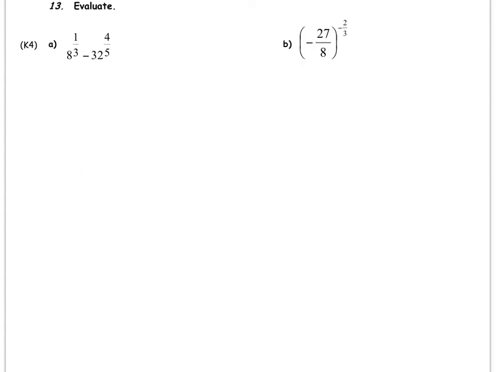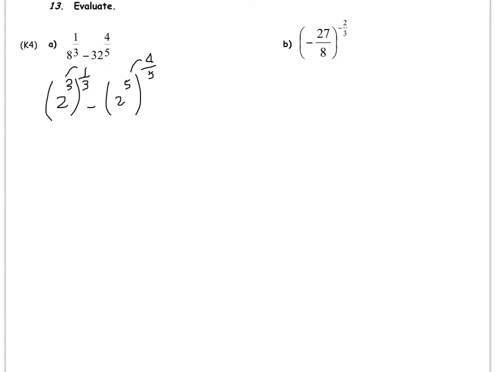The next example or question is asking to evaluate each one of these expressions. The first one is 8 exponent 1 over 3 minus 32 exponent 4 over 5. Again, I'm going to express 8 and 32 as base and exponent. So I'm going to write 8 as 2 exponent 3 and then exponent 1 over 3, minus 32 is 2 exponent 5, exponent 4 over 5.